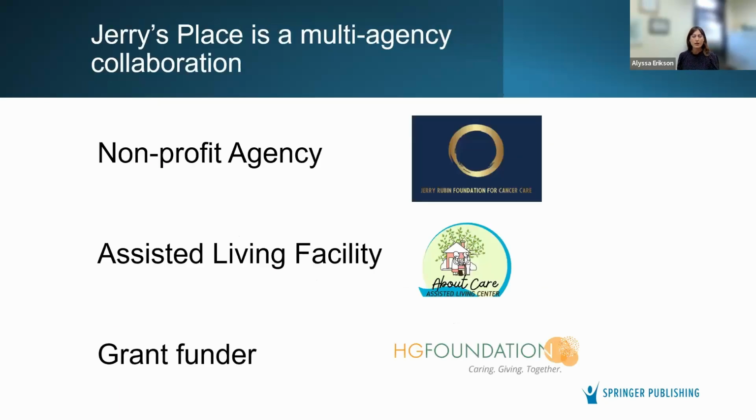So to clarify for our particular social model hospice, Jerry's Place is a multi-agency collaboration. So we don't operate an independent home. We've really developed this unique model where we partner with an assisted living facility. So we are a dedicated space. We lease 2 beds from this assisted living facility. And at the moment, our primary funding is through a large grant from the Hospice Giving Foundation. And then our nonprofit is Jerry's Place Foundation for Cancer Care. That's what operates Jerry's Place.